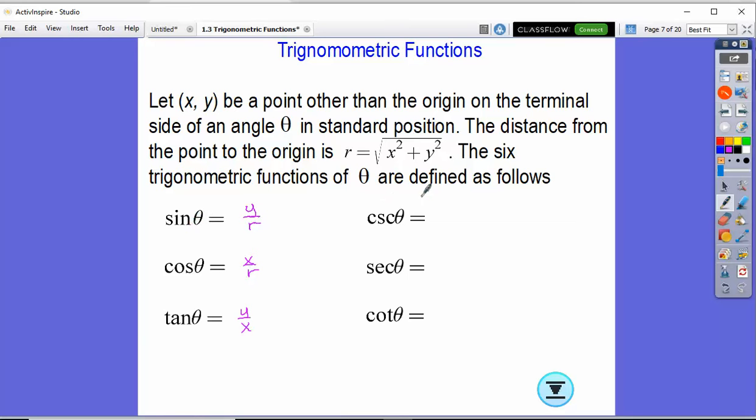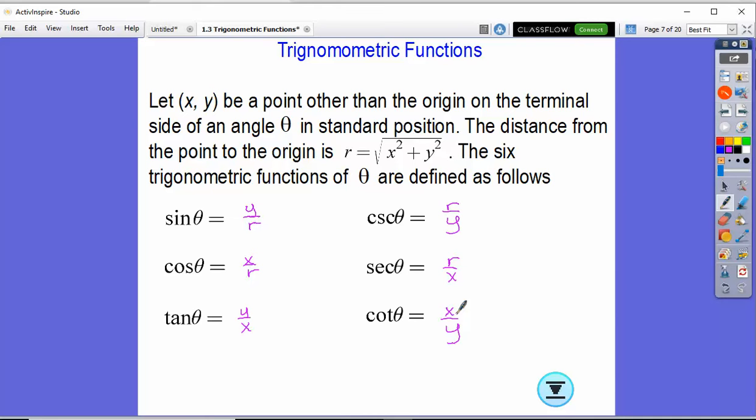The reciprocal of sine is cosecant, so that's r over y. Reciprocal of cosine is secant, so r over x. And reciprocal of tangent is cotangent, x over y. You do need to know these definitions. If you need to make yourself 6 little flashcards to memorize them, you can.